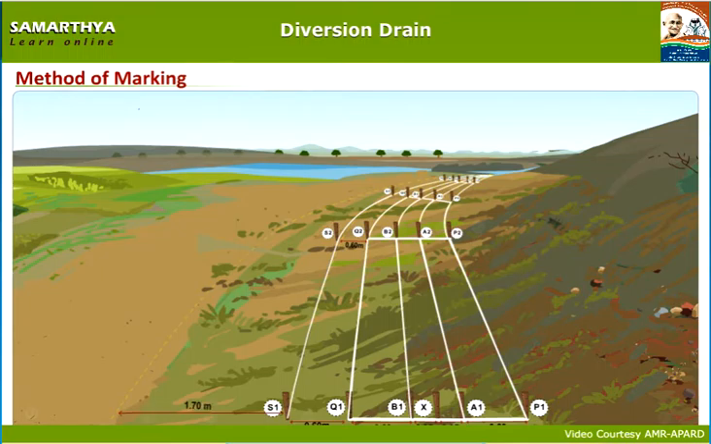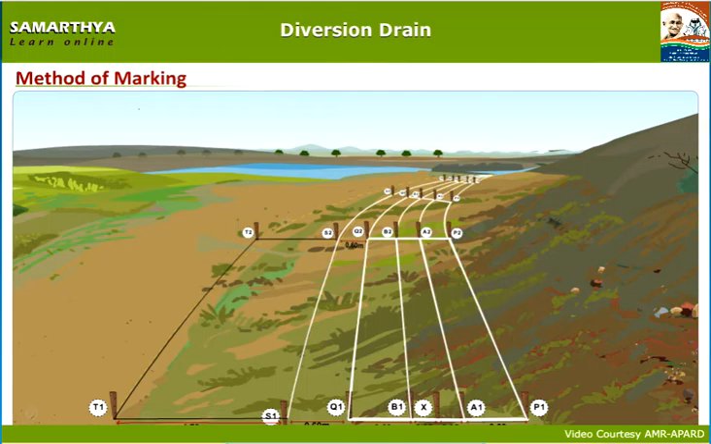Marking method for constructing an earthen bund. From S1, measure 1.7 meters towards the left side and fix a wooden pole and mark it as T1. From S2, measure 1.70 meters towards the left side and fix a wooden pole and mark it as T2. Join S1 and T1 with a thread. Join S2 and T2 with a thread. Join T1 and T2 with a thread.